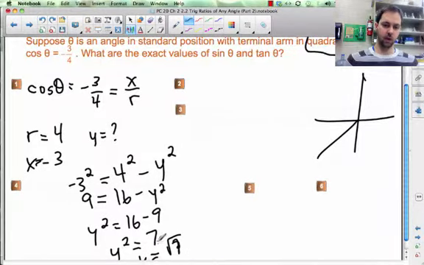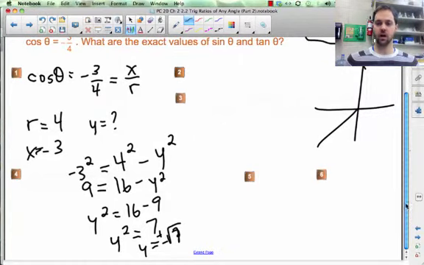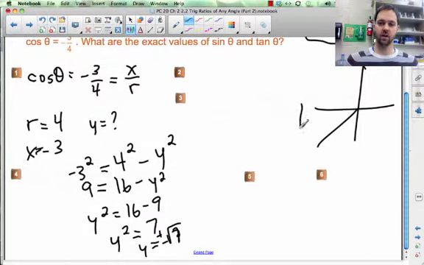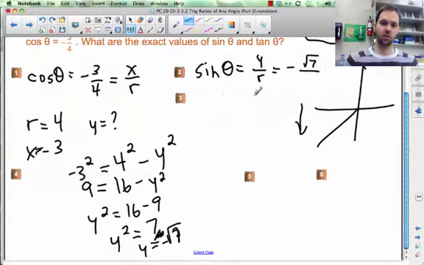Y equals root 7, and this could be a plus or a minus root 7. We wouldn't know for sure except that we're told that this is in quadrant 3, and in quadrant 3, the y value is always negative. So we discard this and we accept y equals negative root 7. So sine theta equals y over r, and that will be negative root 7 over r, which is 4. So negative root 7 over 4.